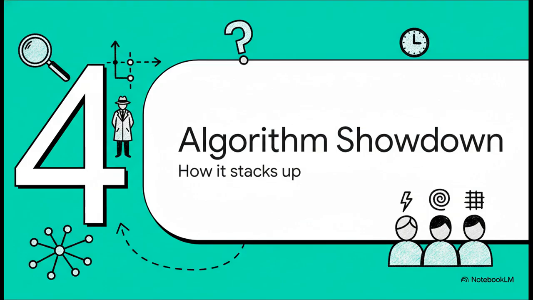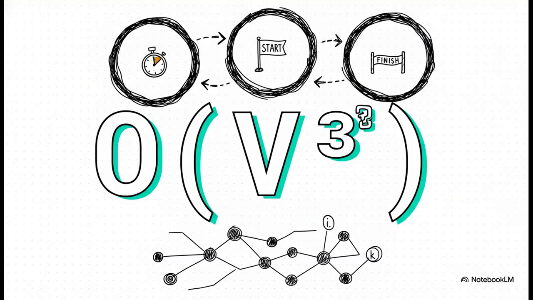So our detective is clearly brilliant. But where does it fit in the grand scheme of things, in a lineup with other famous pathfinding algorithms? Knowing this is the key to knowing exactly which detective to call for which case. First, we've got to talk about its signature move.